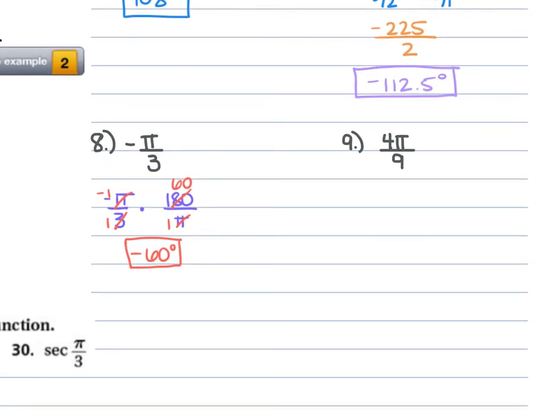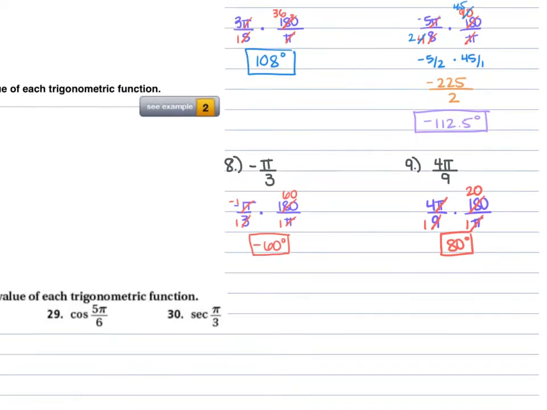For 9, we have 4 pi over 9, so we're going to multiply this by 180 over pi. Those pi's cancel out. Then 9 becomes a 1, making the 180 a 20. So we have 4 times 20, which is 80 degrees.